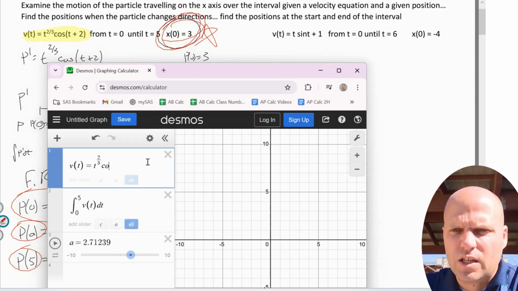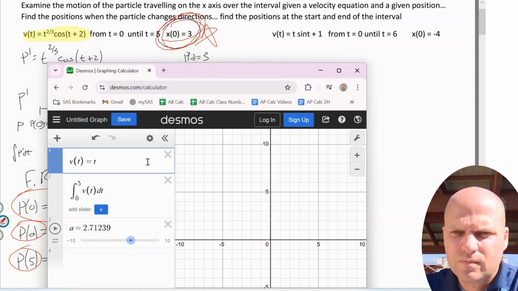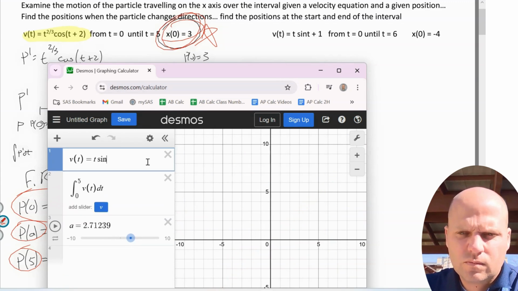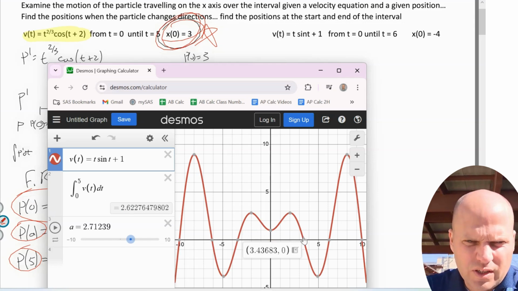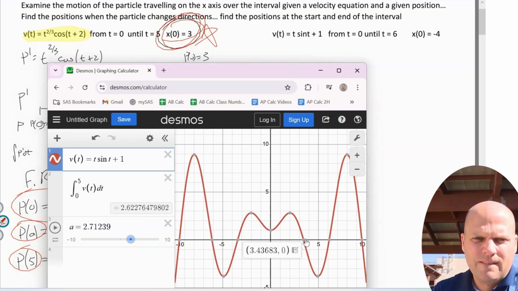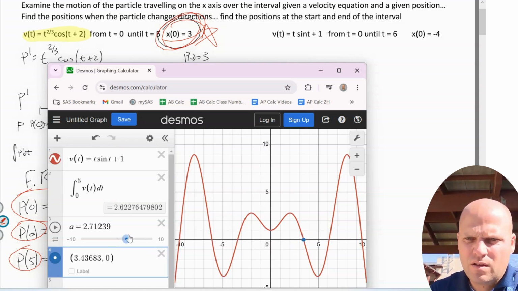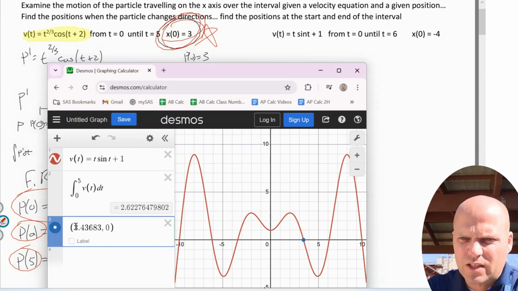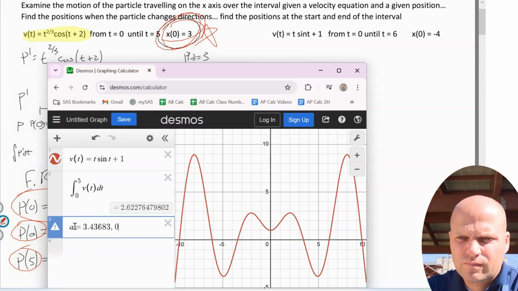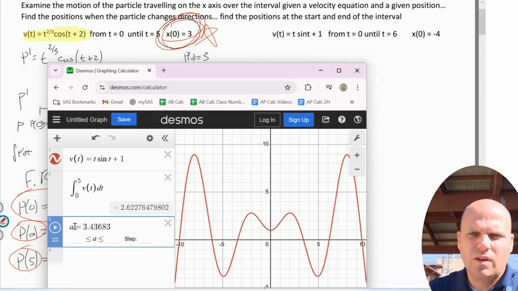t sine t plus 1, from 0 to 6. Okay. I have a new A value. That's gone. This is now A. Great.